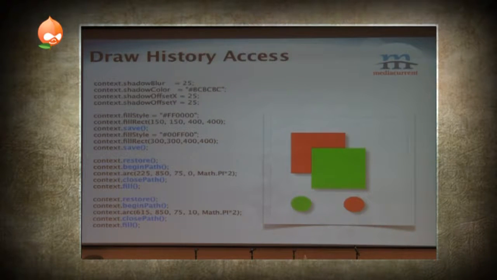So beginPath identifies the start of the current item we're drawing. Arc indicates a curve. This one in particular draws a circle. A closed path makes the beginning of the path connect to the end. And fill populates the inner area of the shape with color.